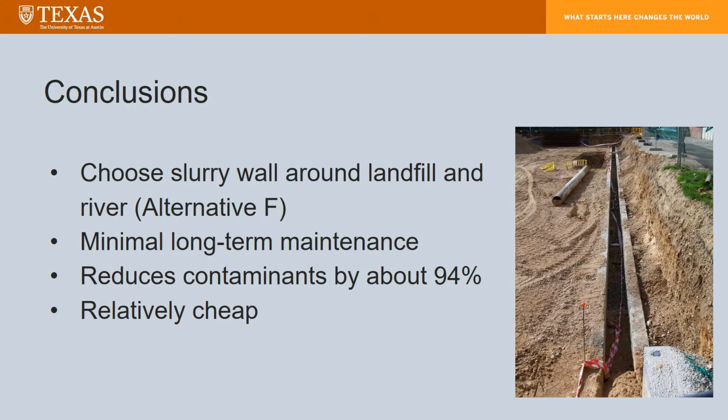In conclusion, we recommend alternative F, which is constructing a slurry wall around the landfill and around the river. This has minimal long-term maintenance since you don't have to worry about the disposal of contaminated water from wells or drains. This is also the most reducing alternative since it reduces contaminants by about 94% to the river. And it is also relatively cheap compared to the other alternatives since it has fewer maintenance and lower construction costs.